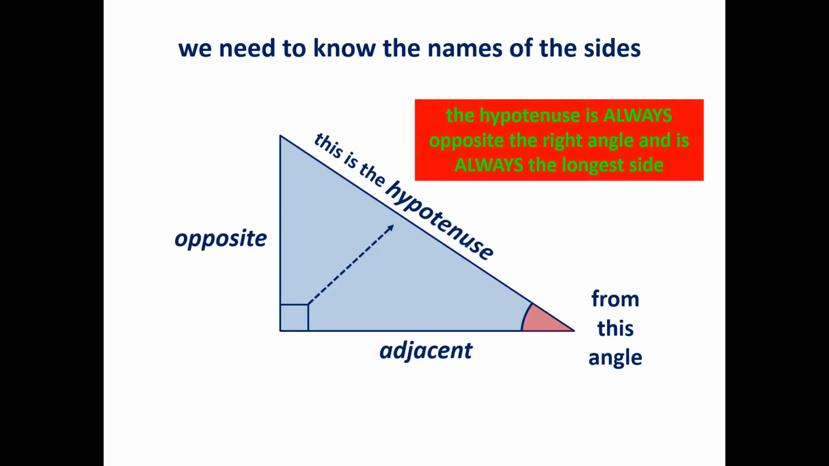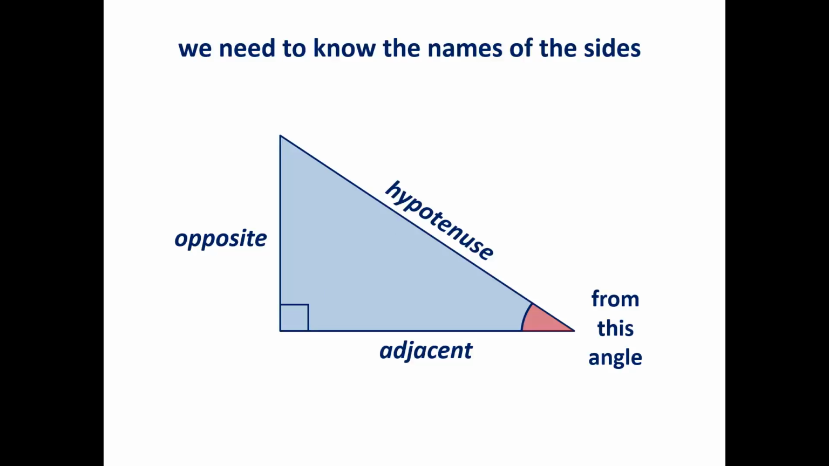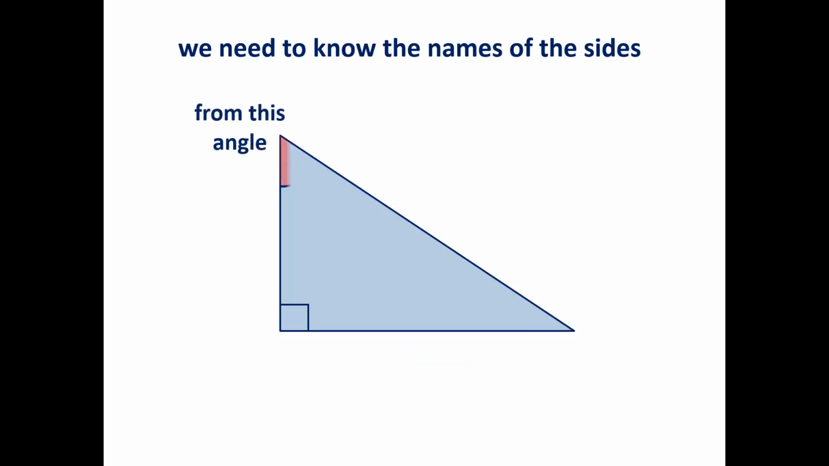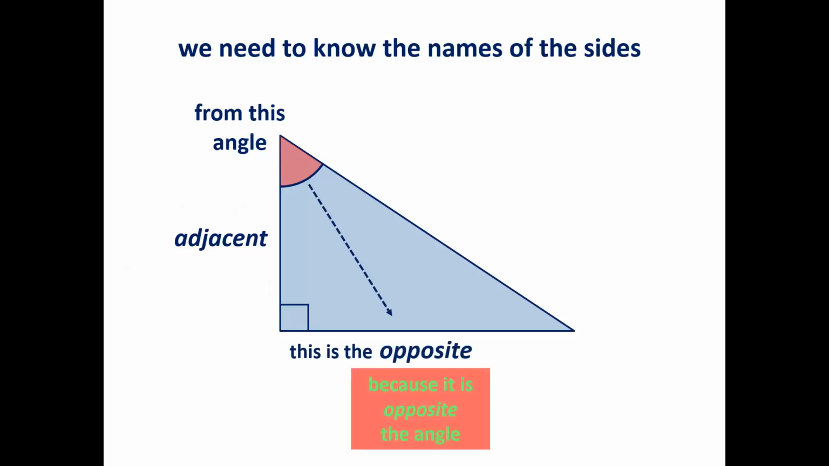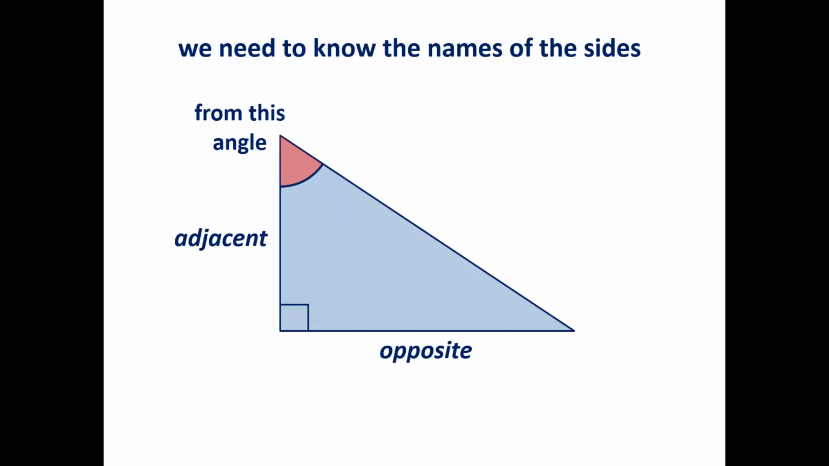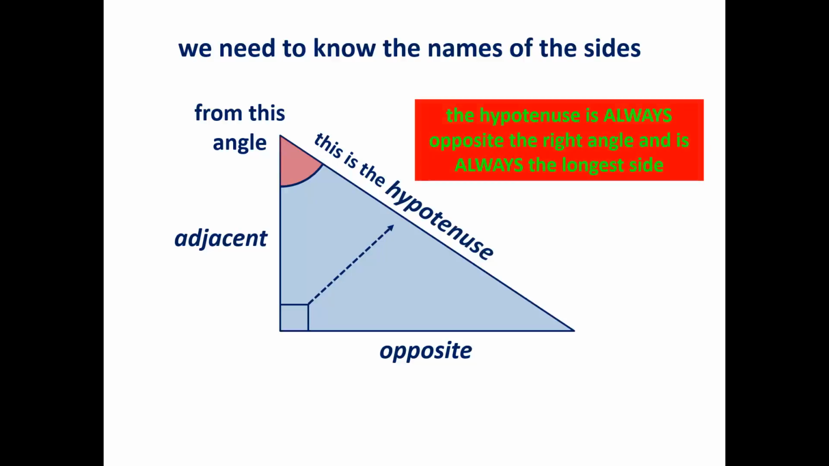Now the hypotenuse is always opposite the right angle, and it's always the longest side. And if you've had a look at the Pythagoras video, you'll remember which one's the hypotenuse, and it's the same thing here. The right angle points to the hypotenuse. So now what if we look from this angle up here then? This time, that's the adjacent. Adjacent means next to. This one here is opposite the angle, so it's called the opposite. And so they've swapped round, but this one is the same, and that's the hypotenuse. It's always the longest side, it's always opposite the right angle.